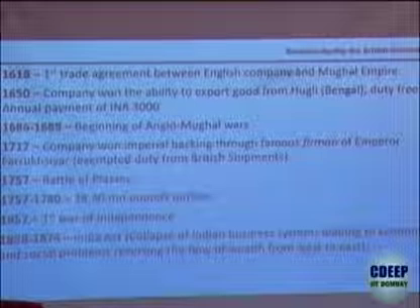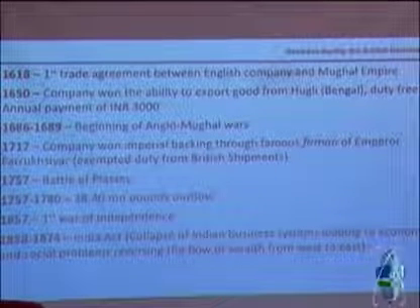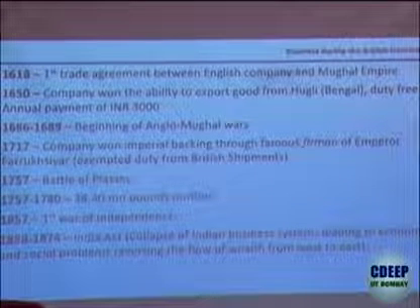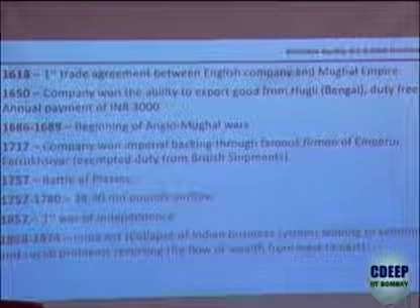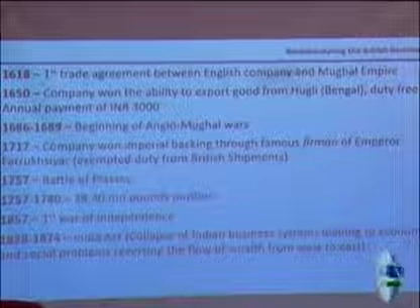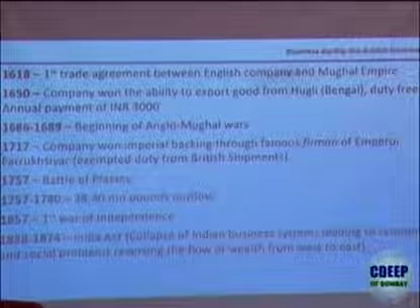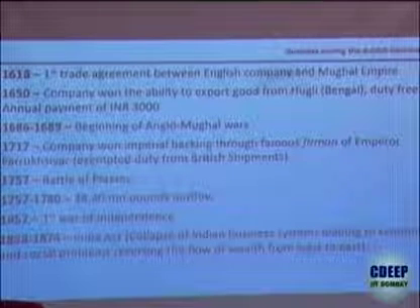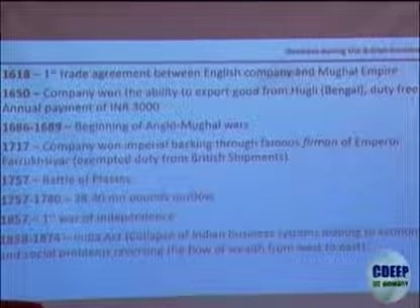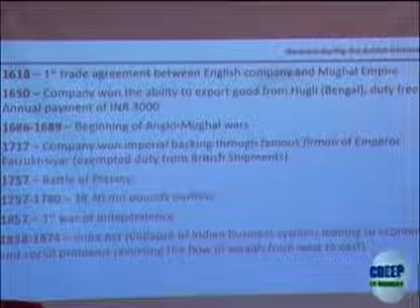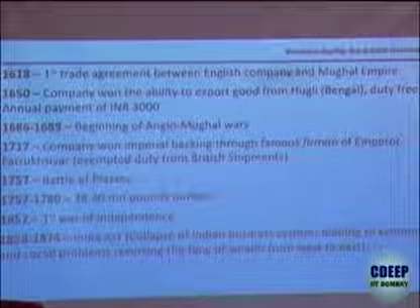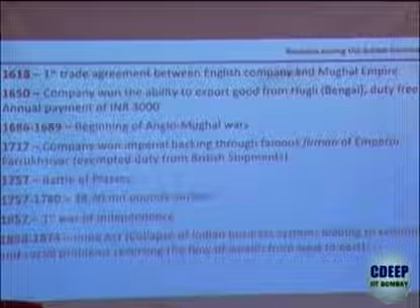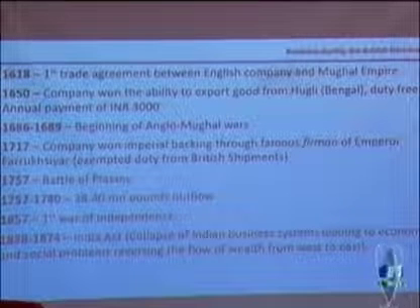During 1686 and 1689, the Anglo-Mughal wars began, and in 1717, the company won imperial backing through the famous farman of Emperor Farrukhsiyar, which exempted British shipments from duty. In 1757, the Battle of Plassey took place, and in that the British won the Bengal area, and due to this, between 1757 and 1780, 38.40 million pounds of outflow took place from India to Britain. 1857 was the first war of independence. After that, in 1858, the Government of India Act came into power from the British rulers.